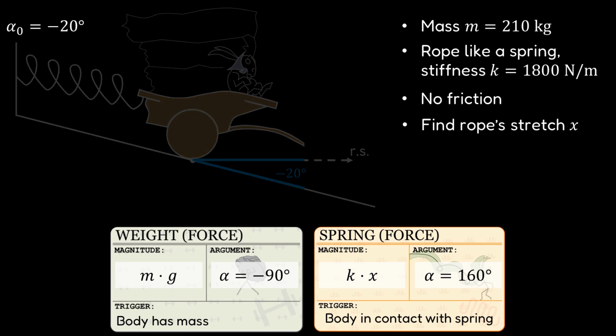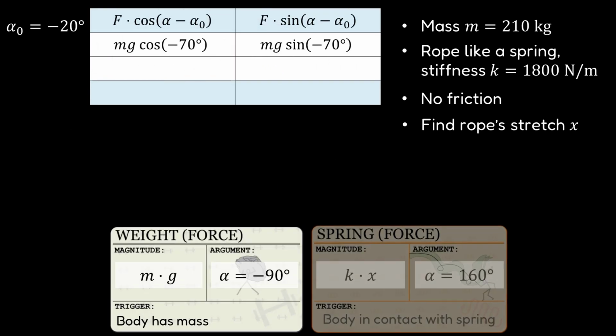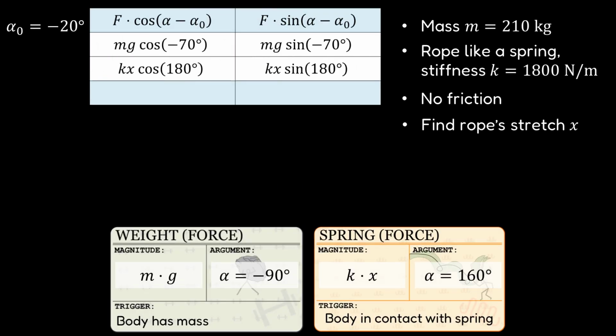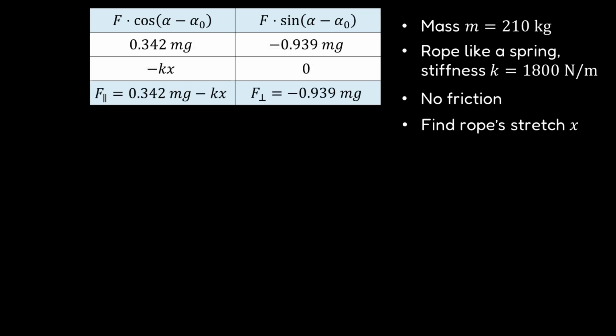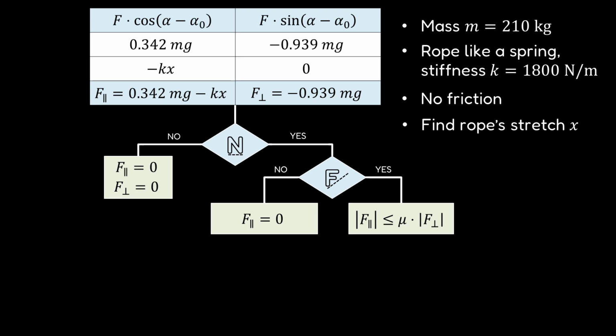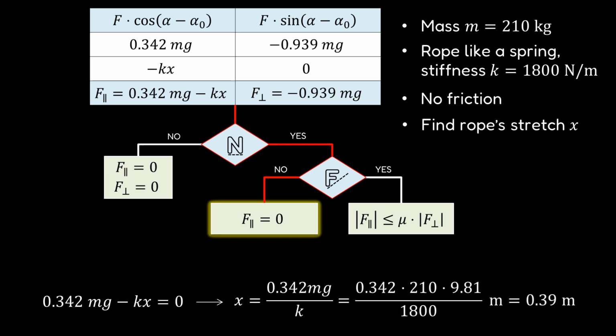It is negative because it is descending and the angle is below the reference semi-axis. By applying the formulas for the table in step 2, for both the involved forces, calculating cos and sin, and finally summing down each column, we obtain the expressions for F parallel and F_perp, that you can read and check in the last row of the table. Moreover, the presence of the inclined plane, but absence of friction, as stated in the problem, leads us, in step 3, to the equilibrium condition F parallel equal to 0. This is equivalent to 0.342 mg minus kx equal to 0. We solve for x, obtaining 0.391 meters. So the elastic rope stretches by approximately 39 centimeters.